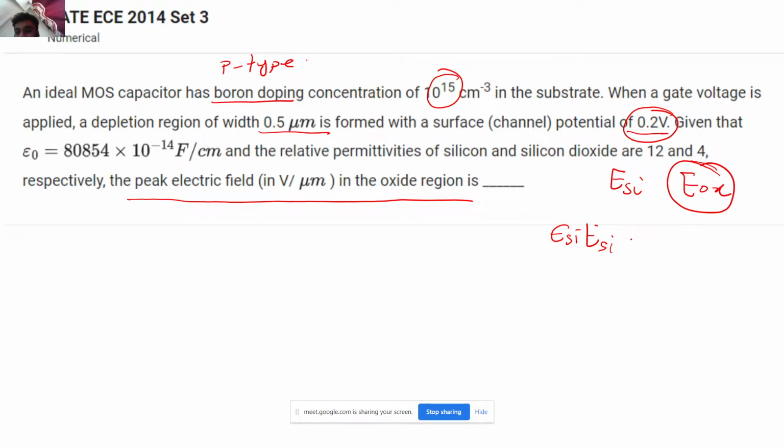Yeah, epsilon SI into ESI is equal to epsilon ox into EOX, right? So somebody is telling me, okay, we won't find EOX directly, we will first find ESI, and using this formula we will find EOX, right? Now my next question is, how are we going to find this ESI? Just look at the given things and tell me.